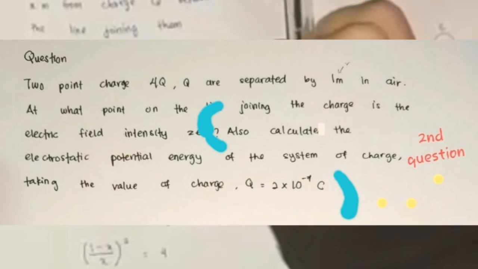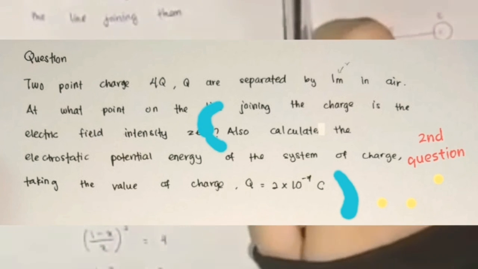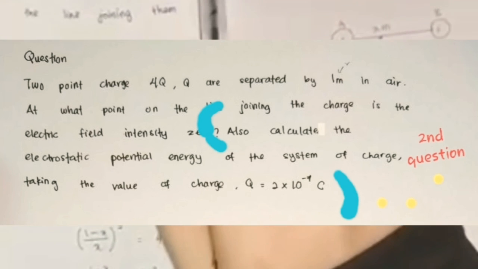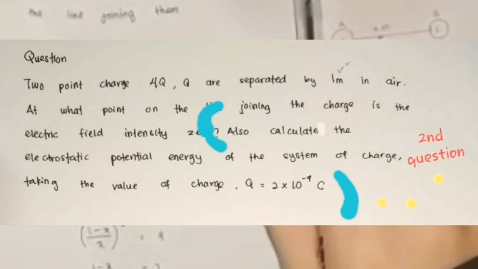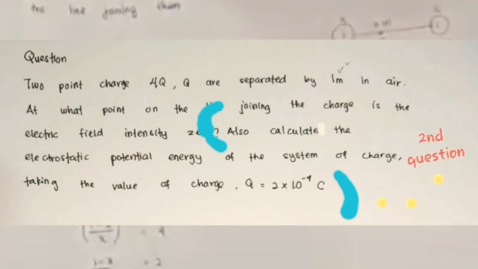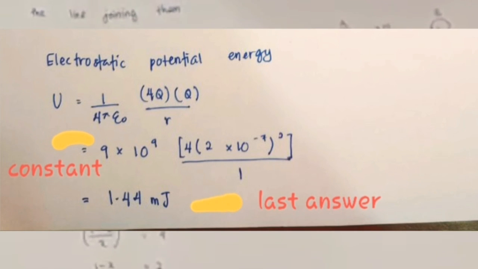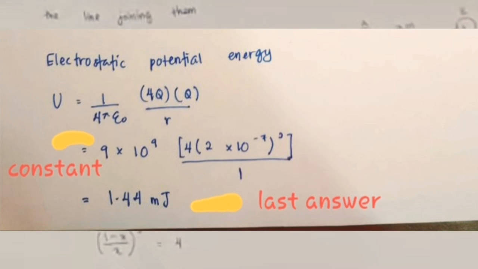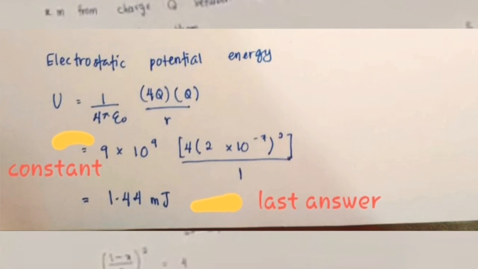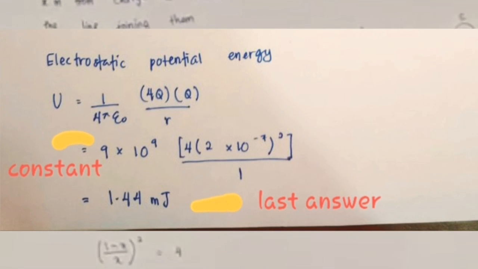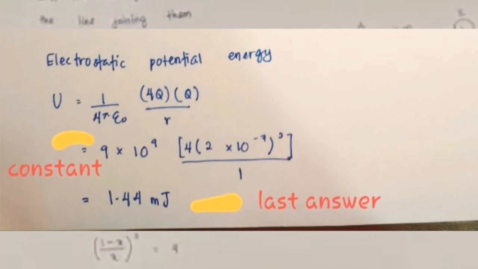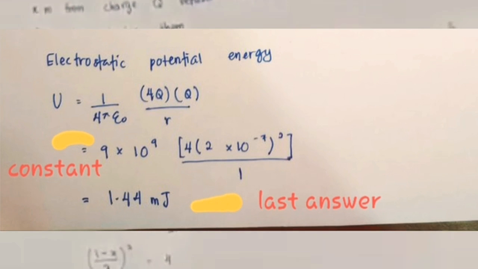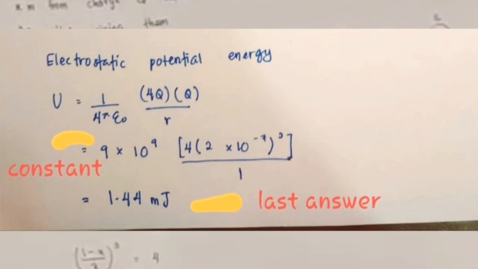So next question, calculate the electrostatic potential energy of the system of charges, taking the value of charge Q equal to 2 times 10 to the power of negative 7 coulomb. So here, electrostatic potential energy U equal to 1 over 4 pi epsilon naught times 4Q times Q over R. So here is the constant value, which is 9 times 10 to the power of 9, times 4, and we substitute Q with 2 times 10 to the power of negative 7, divided by 1, which is the distance, 1 meter. So we get the answer 1.44 millijoule.